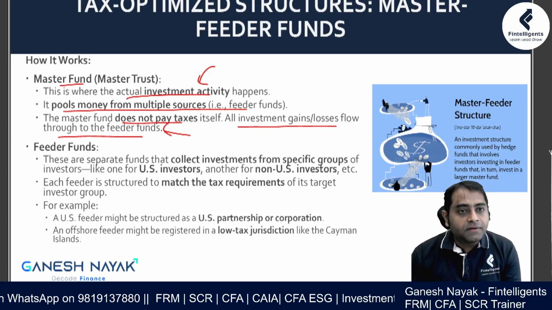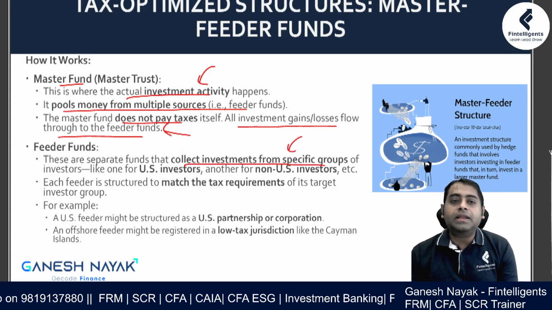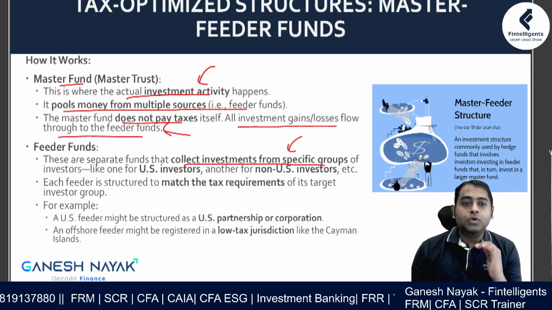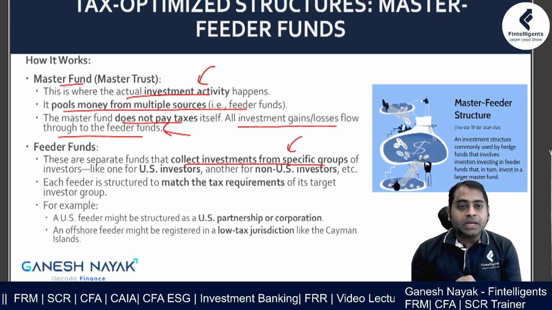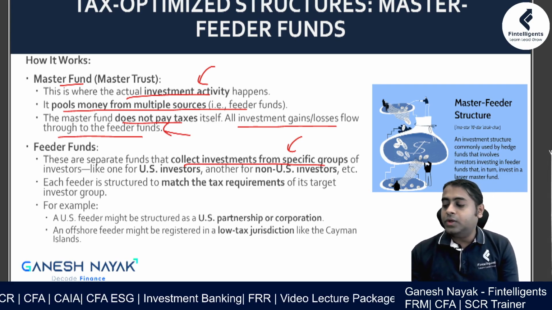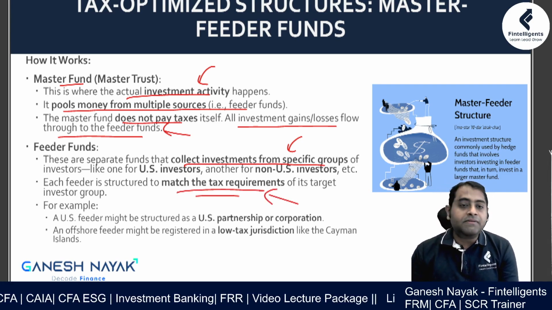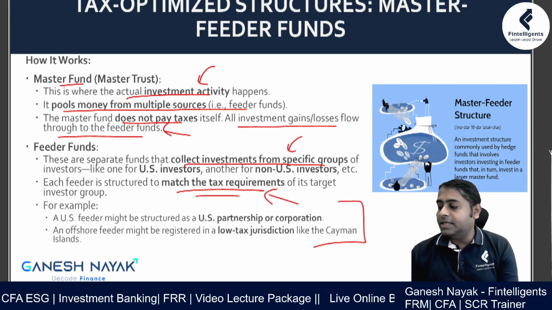Now, what is this feeder fund? We have already talked about what this feeder fund is. It is basically nothing but money collected from certain investors. So you have created multiple feeder funds from different markets so that you can collect the money in the master fund and then do the transactions in the market. Each investor might have a different tax requirement, so it is done accordingly. They've given you an example also.